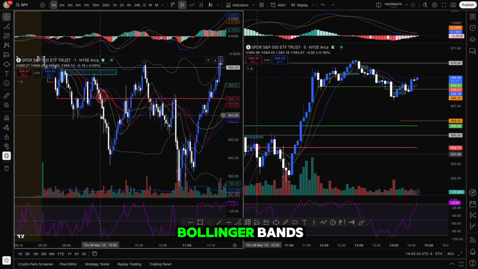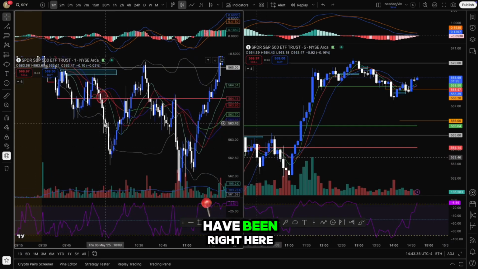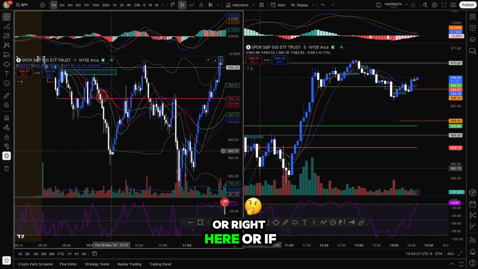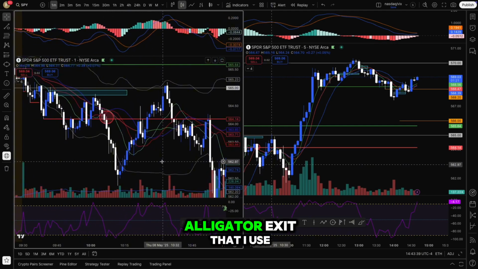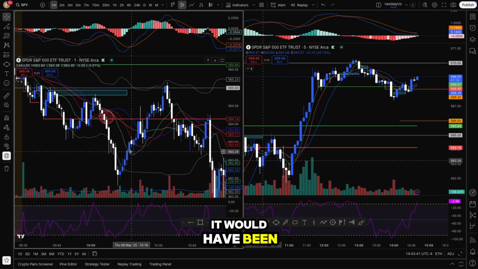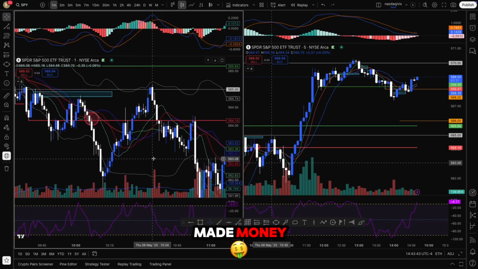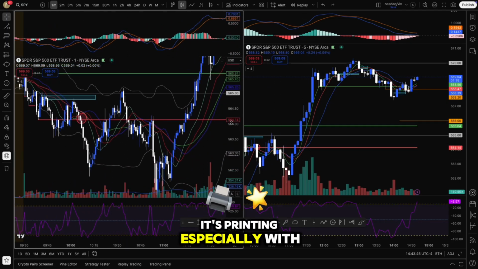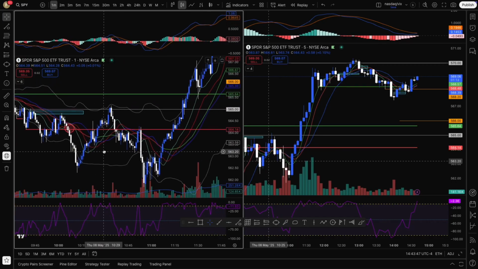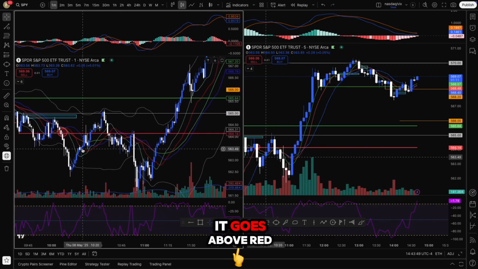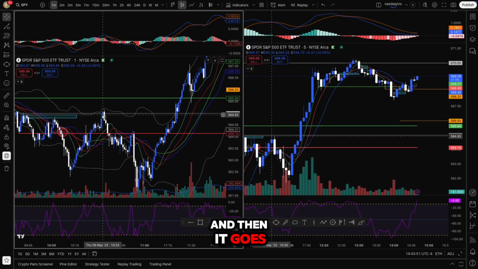And if you use Bollinger Bands, the perfect exit would have been right here or right here, or if you want to use the alligator exit that I use, it would have been right here. Either way, you would have made money. That's printing, especially with 0 DTEs. And then right here, it goes above red, and then it goes up here.